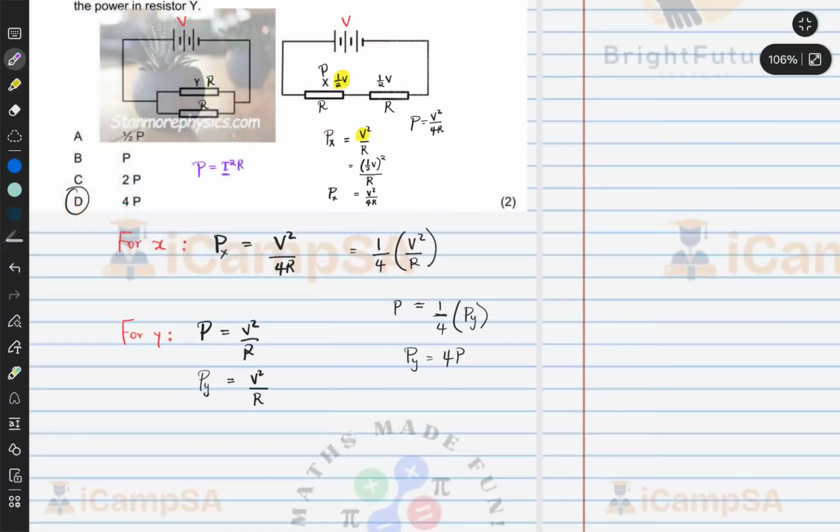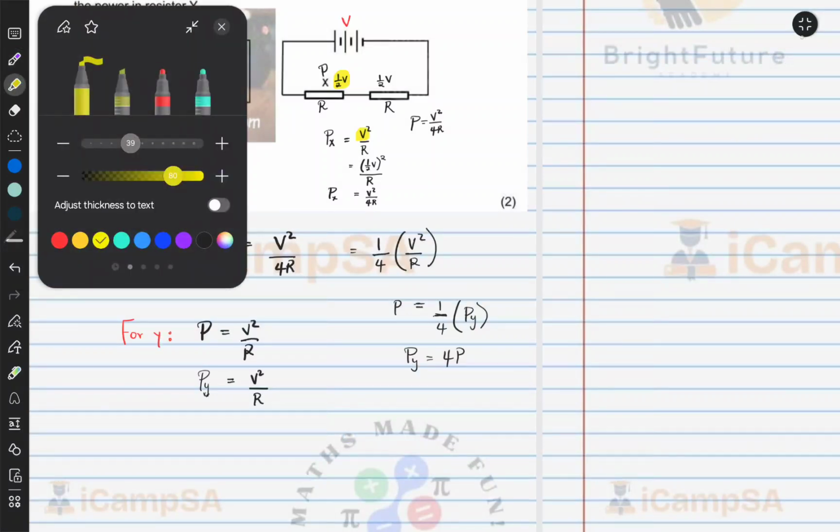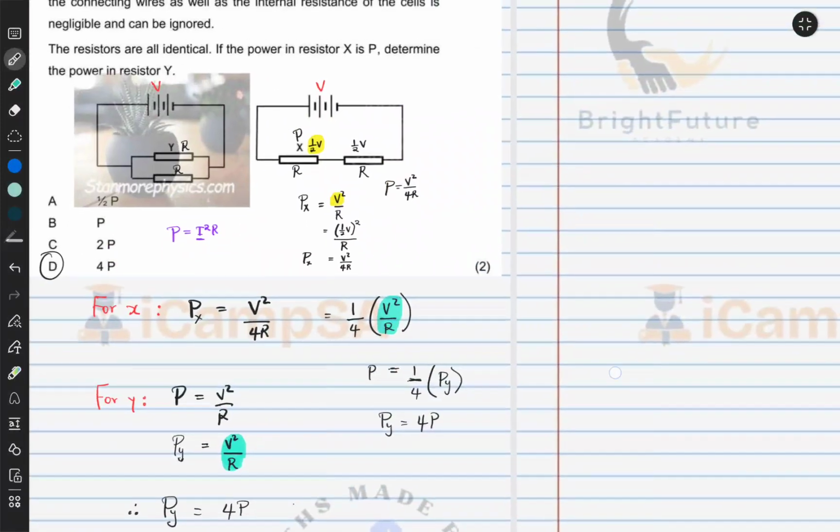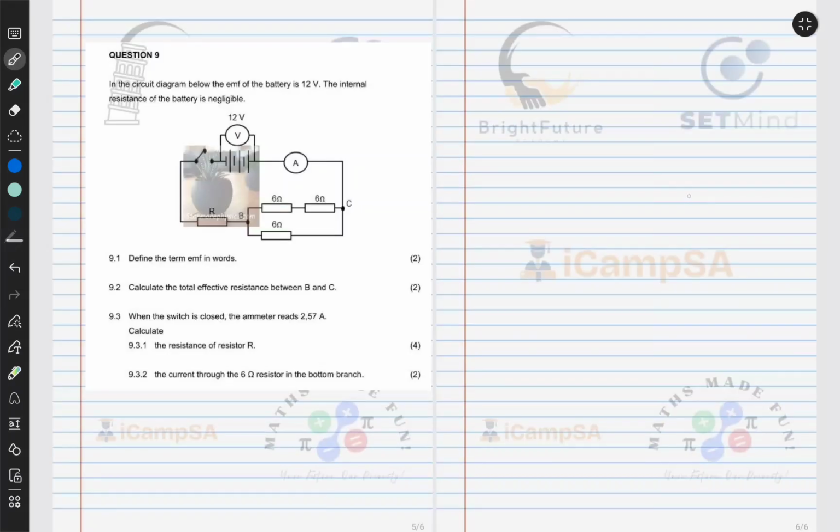So we're saying here, all right, so let's look at the main question. All right, so this is the main question. It was question 9. So we are given a circuit diagram. The EMF of the battery is 12 volts. And then the internal resistance of the battery is negligible. All right, so this circuit, there's no internal resistance, okay?